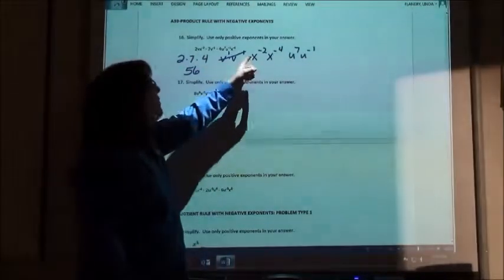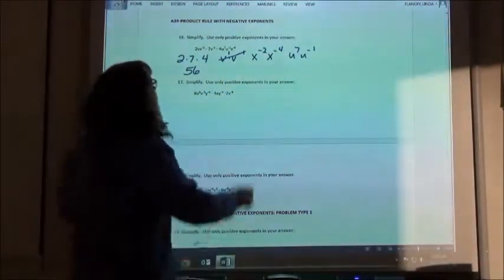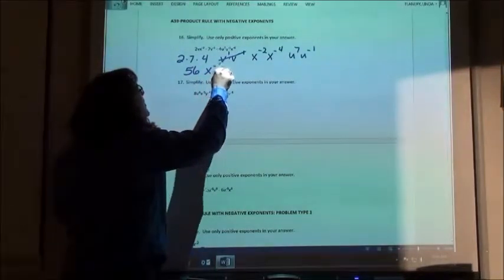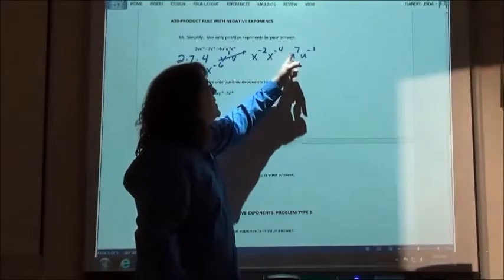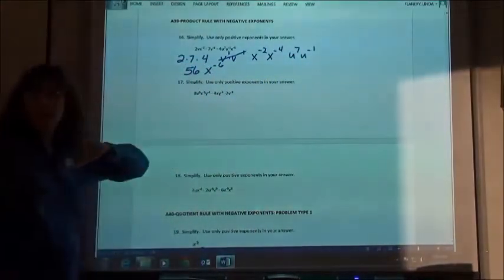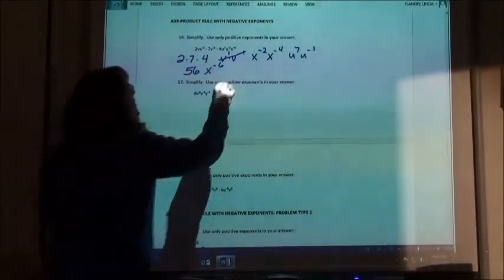On this one, I have x to the negative 2 and x to the negative 4. If I add that, I get x to the negative 6. On the u's, I have u to the 7th, u to the negative 1. If I add those together, I get u to the 6th.